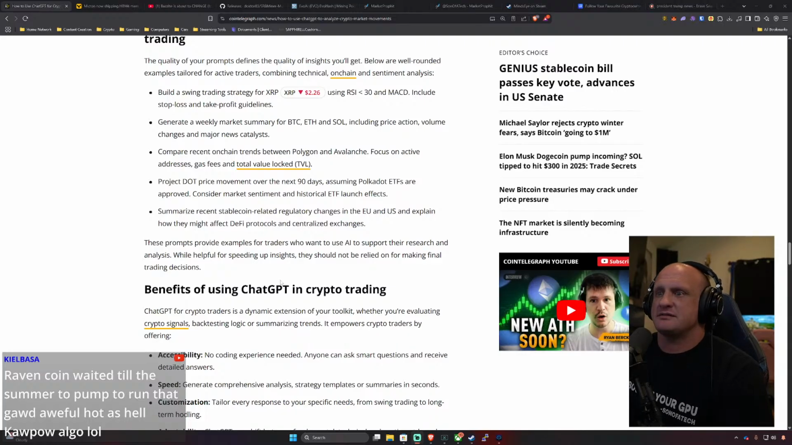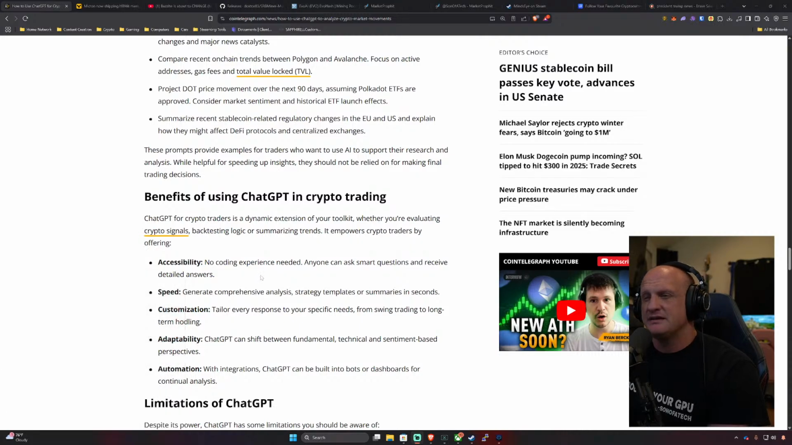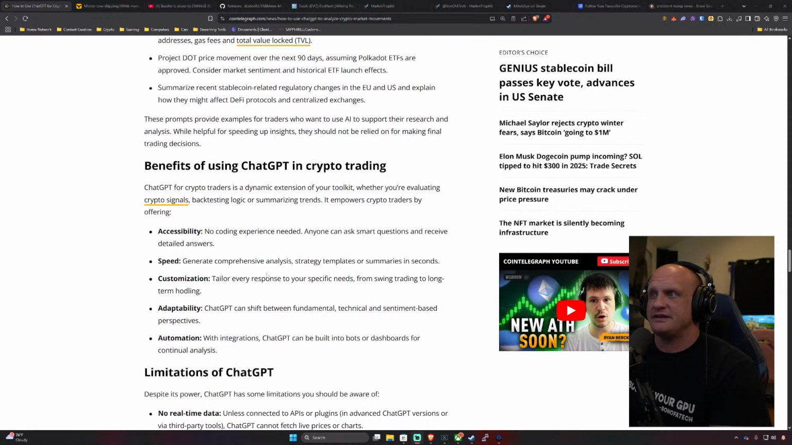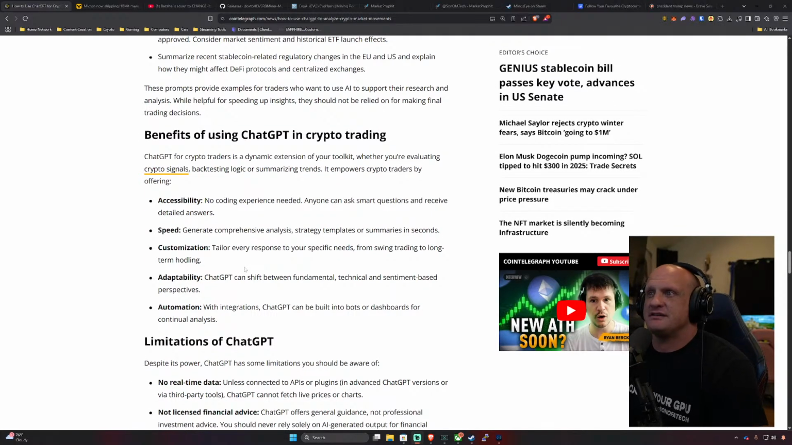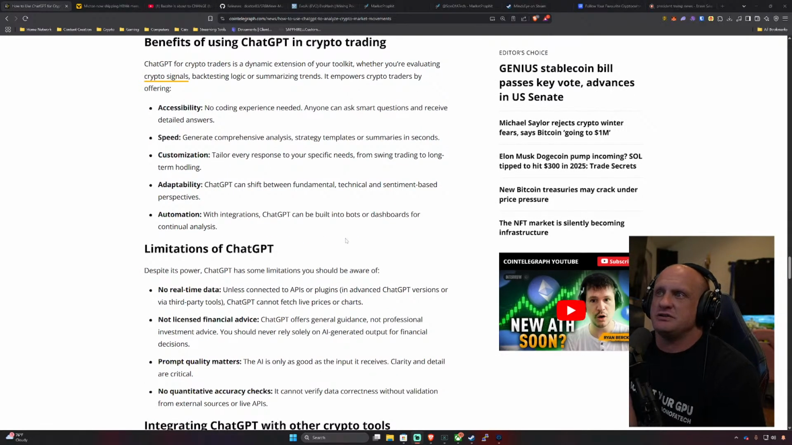Now, it does say there are some benefits as far as accessibility: there's no coding experience needed. Speed: you can generate comprehensive analysis, strategy templates, or summaries in seconds. Customization allows you to tailor every response to your specific need. Adaptability: ChatGPT can shift between fundamental, technical, and sentiment-based perspectives. And automation: there are different integrations you can utilize, and I think you can even integrate it into API pools and so on, right?